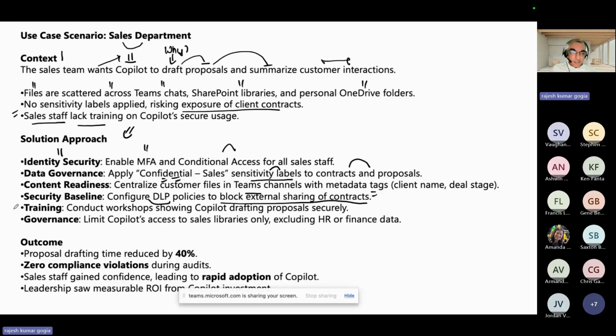And definitely, end user training, so that they can conduct the workshop. They showcase how Copilot can draft proposals securely. So having this in place, the organization is going to have a better outcome: zero compliance violations, sales staff gain confidence, and you see a measurable ROI from the Copilot investment as well. Why? Because whenever you want to invest in any kind of product, you want to look at what the ROI is going to be, isn't it? So see how useful that product is.